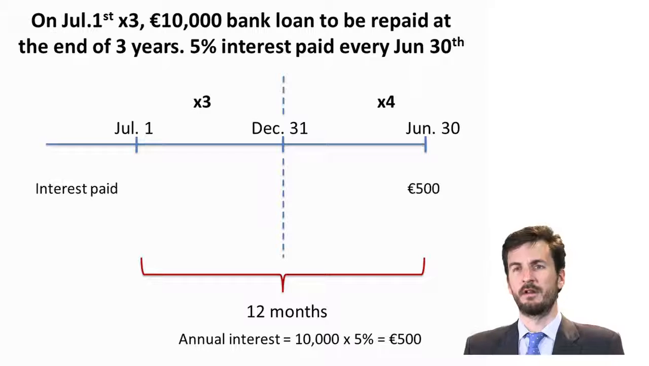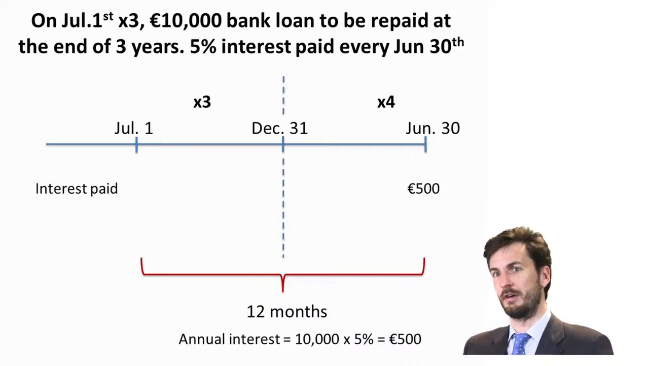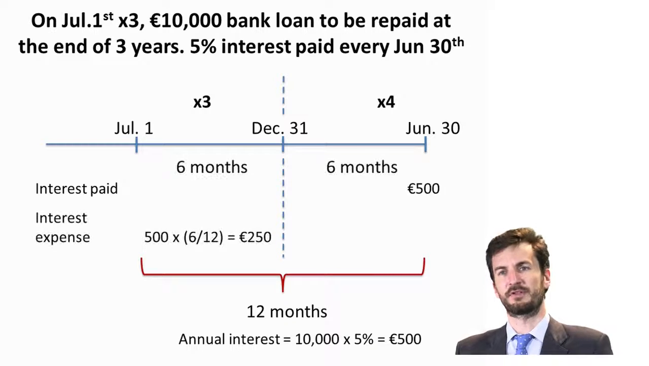Now, we are still in the year X3. So my question to you is, at the end of the year X3, so on December 31st of year X3, do we need to recognize anything about this interest, about this loan? Remember, we don't need to pay anything. Actually, the interest paid is going to happen next year. So what would you do on December 31st of year X3?